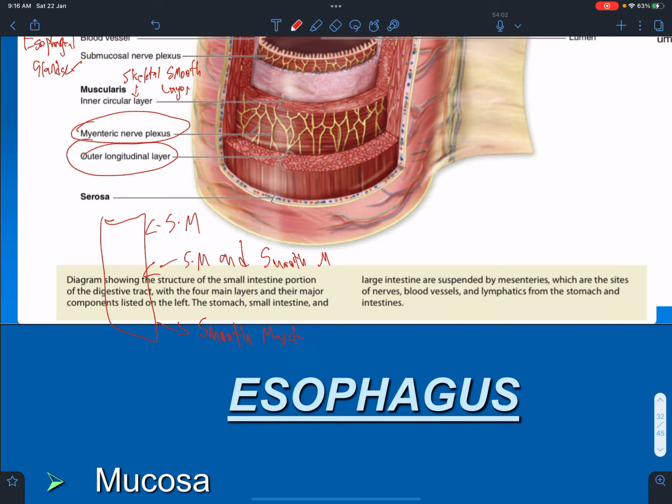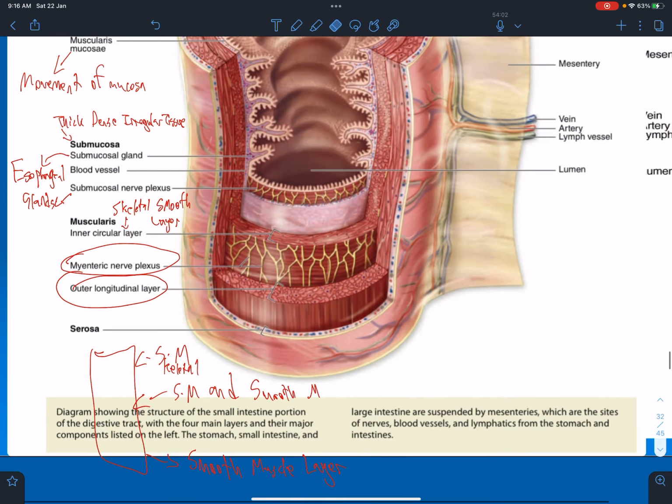Again, the esophagus is lined by skeletal muscle and smooth muscle layer, depending on the location. The upper end is exclusively skeletal muscle, okay? Exclusively. Lower end, exclusively smooth muscle layer. In the middle, a mixture of both smooth muscle and skeletal muscle layer, okay? So that's something to keep in mind. So that's for the muscularis layer.